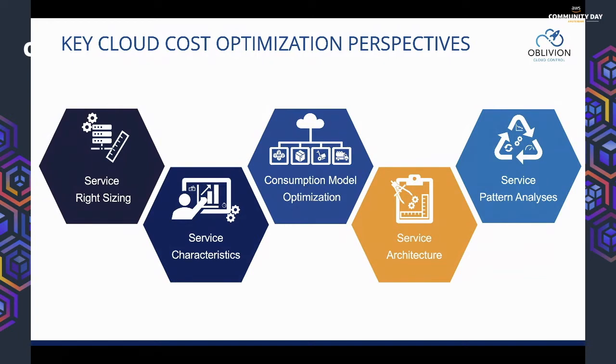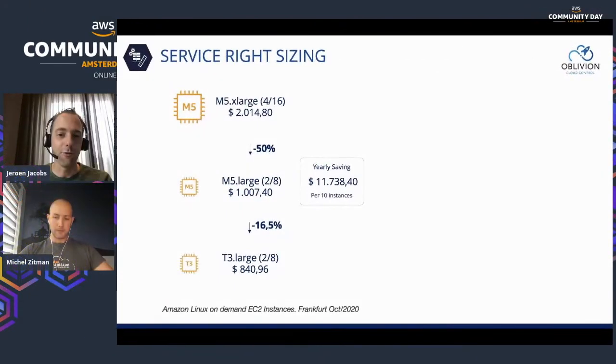Then the third perspective is consumption model, which is about reservations, savings plans, and basically everything around how you consume and purchase the service. Then the fourth perspective is service architecture. And this is about the question of whether you're really using the most sufficient and most efficient service for your use case. And the last perspective is about doing analysis, slicing and dicing on cost data, to identify behavior, for example a trend line, that you can use to optimize.